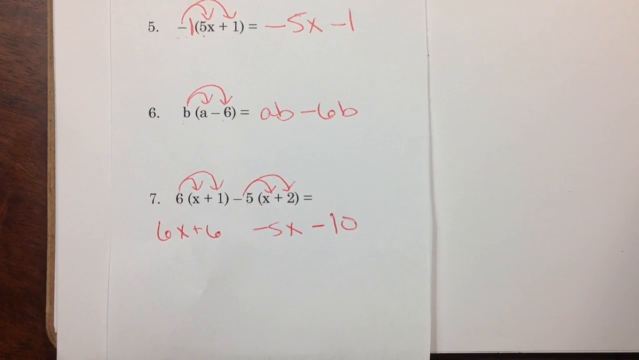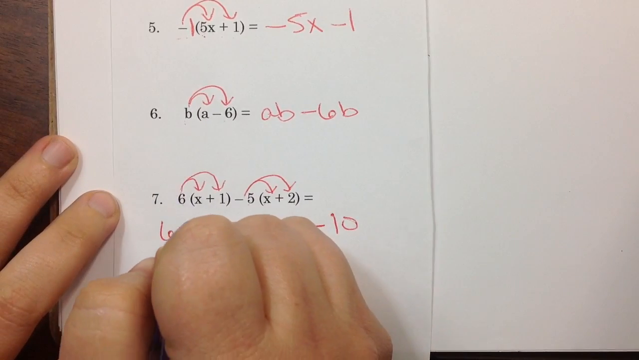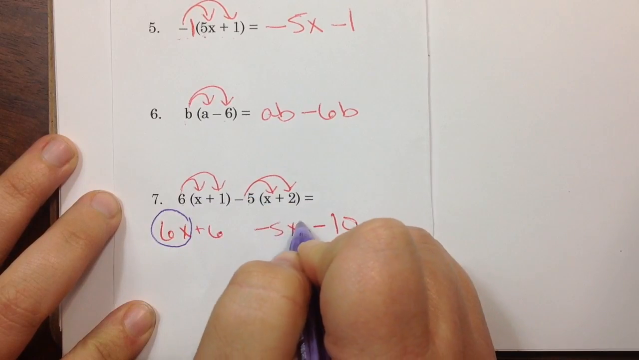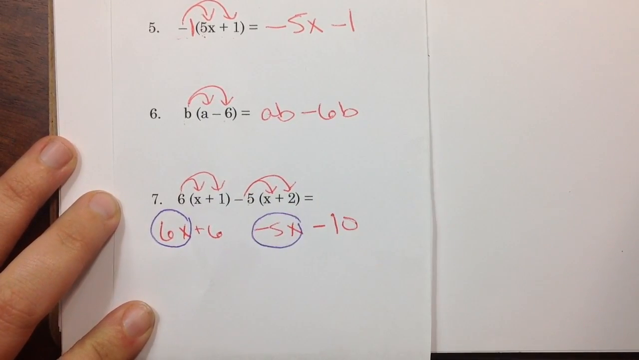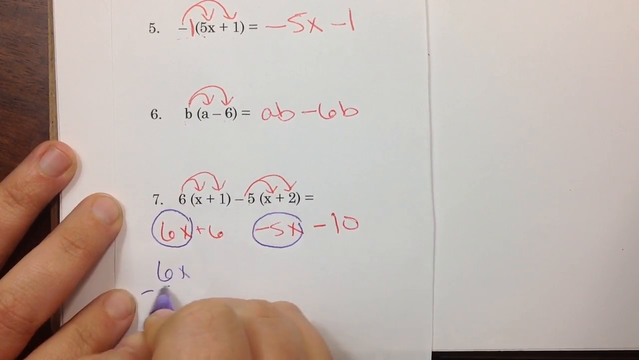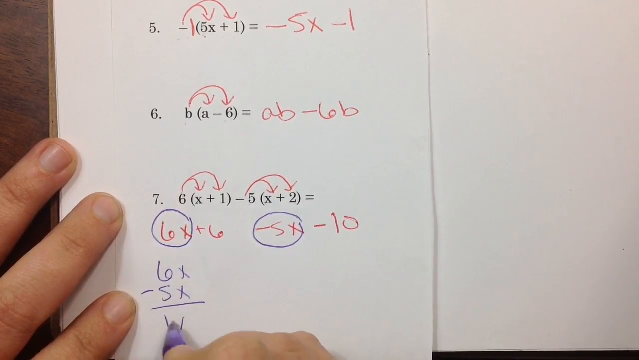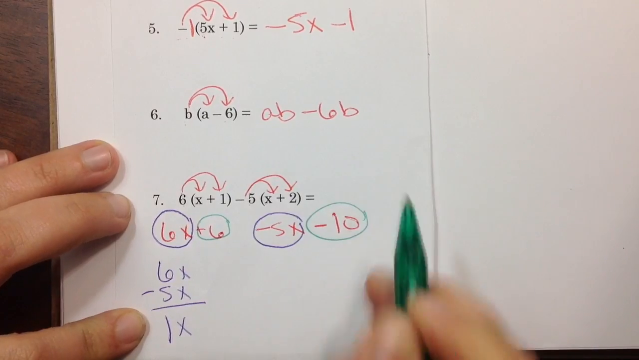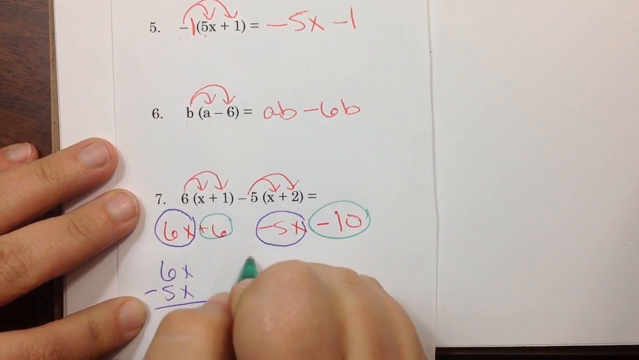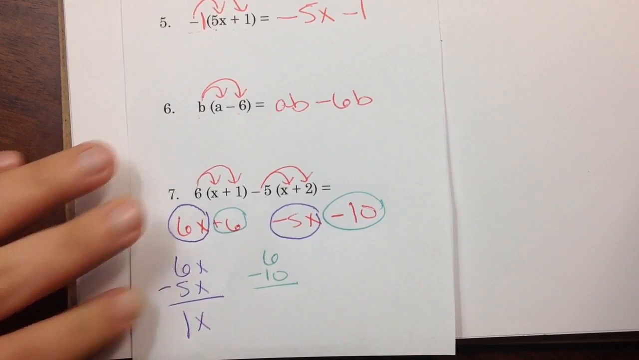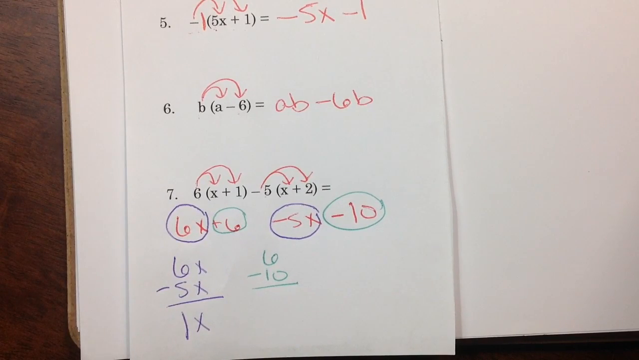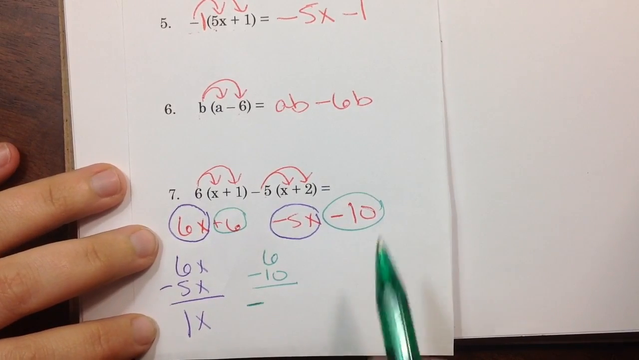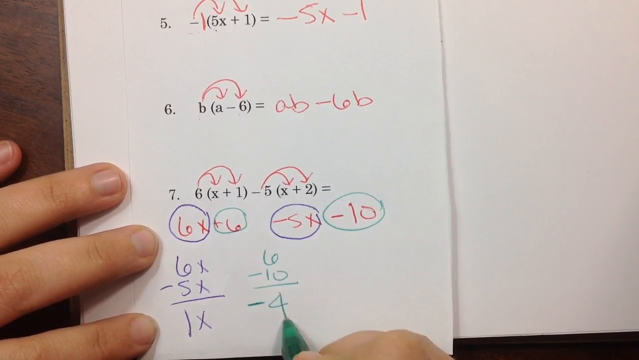So now if we look, we actually can combine like terms. Combine like terms means we find things that are the same. So 6x can be combined with negative 5x. So 6x minus 5x gives us 1x. A positive 6 can be combined with a negative 10. So 6 minus 10, well, if I have 6 fingers holding up, I cannot take away 10, and the 10's bigger, therefore my answer is going to be a negative. 10 minus 6 is 4.